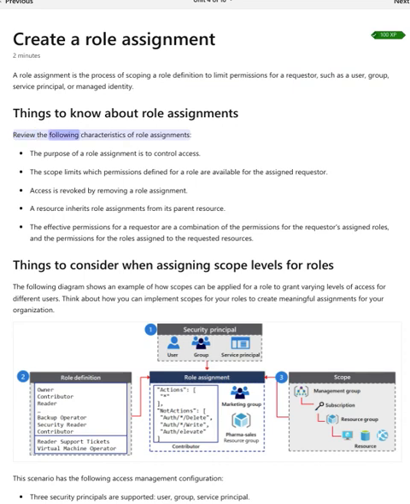Review the following characteristics of role assignments. The purpose of a role assignment is to control access. The scope limits which permissions defined for a role are available for the assigned requester. Access is revoked by removing a role assignment. A resource inherits role assignments from its parent resource. The effective permissions for a requester are a combination of the permissions for the requester's assigned roles, and the permissions for the roles assigned to the requested resources.